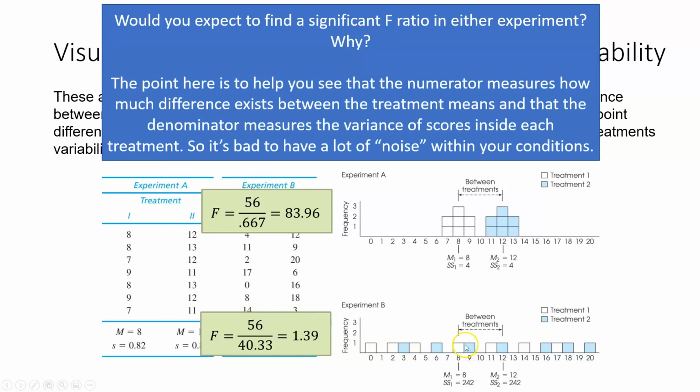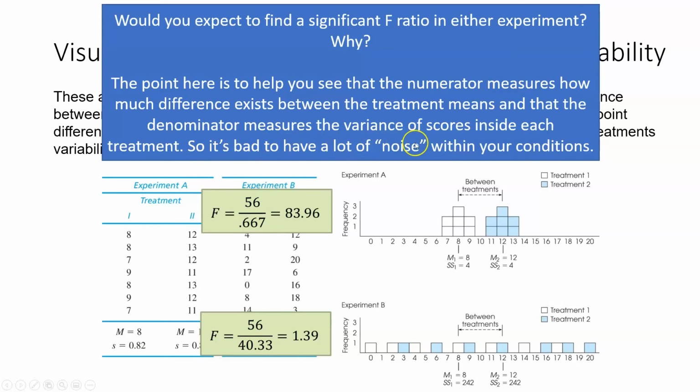The point here is to help you see that the numerator of the F statistic is the same in both situations, 56 and 56, because that represents the difference between 8 and 12 as the mean difference in these 2 conditions. The denominator measures the variance of scores inside each treatment. So here, there's very little variability inside of this treatment and very little variability inside this treatment. But here you can see there's a lot of variability inside the 2 treatments. The white ones are spread far apart and the teal ones are spread far apart. And so you find a lot more variability just by chance, the error variability.